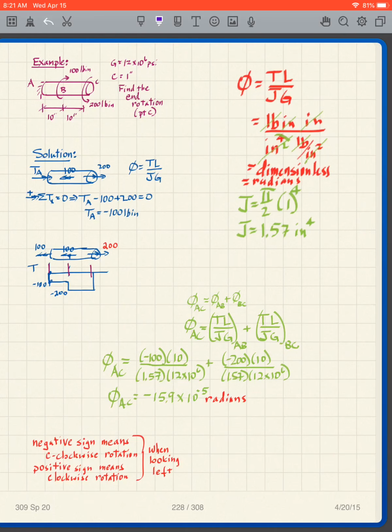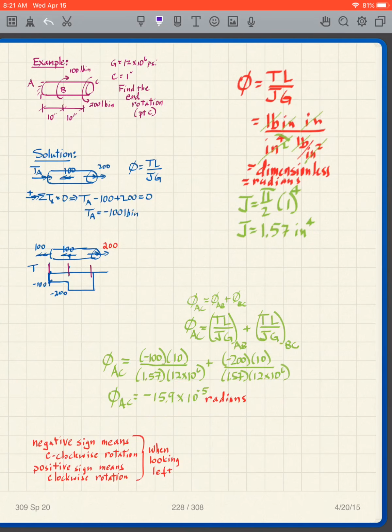The B to C region, what do I have? The torque is negative 200. The length again is 10 inches. And then the JG are the same. I simply calculate out the value, and I get that phi A to C is negative 15.9 times 10 to the negative 5th radians.